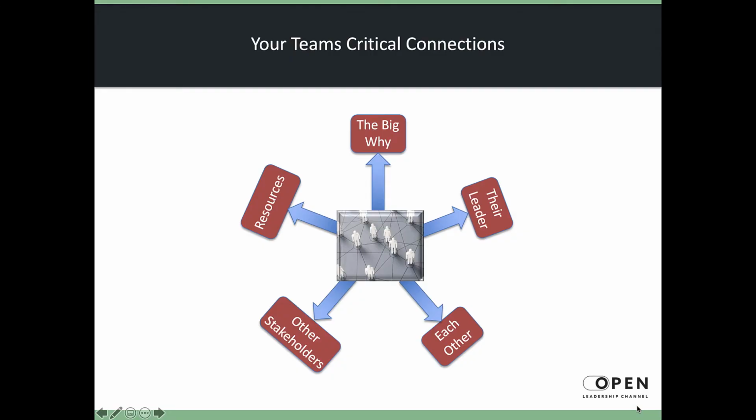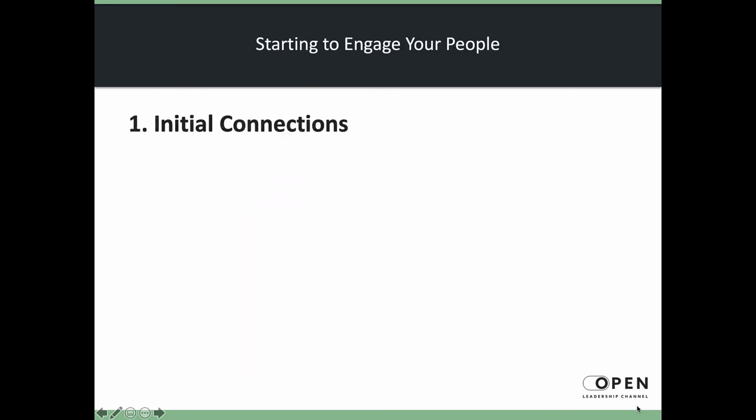So as I said in the last video, all of the connections in that wheel of connection that we talked about are important, and in time they will all need to be strong to get the best possible outcomes. But you can start engaging your people once you've established a functioning level of connection to the first three of those. Those are, firstly, the big why, the mission, the strategy of the organization. Where's the organization trying to get to? Connect your people to that fully, or at least at a functional level initially.